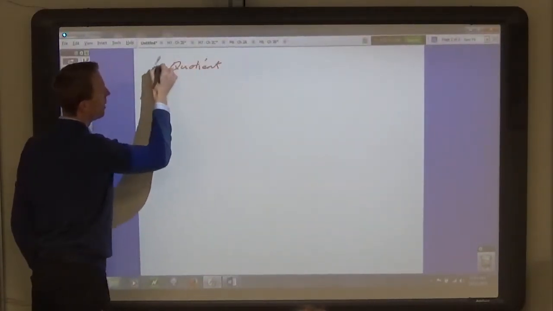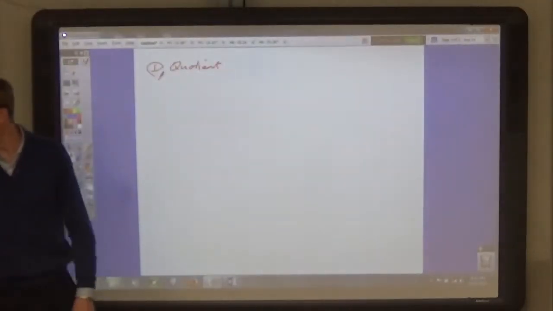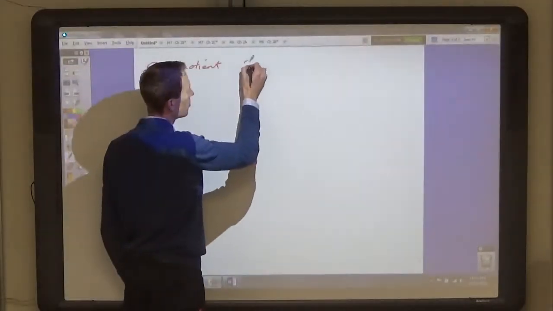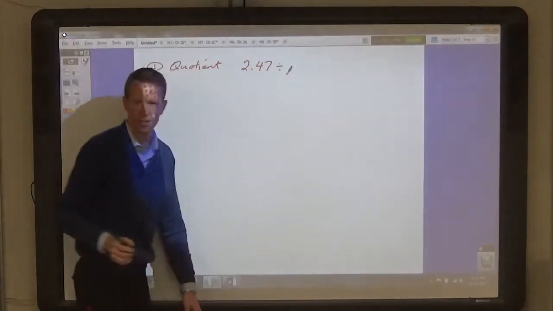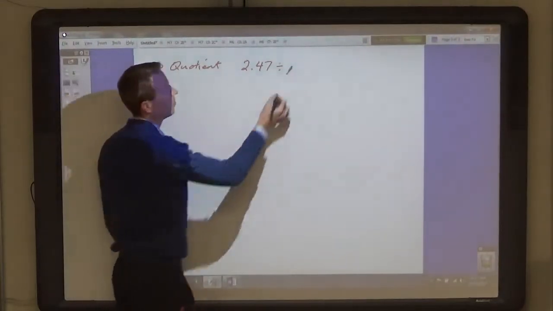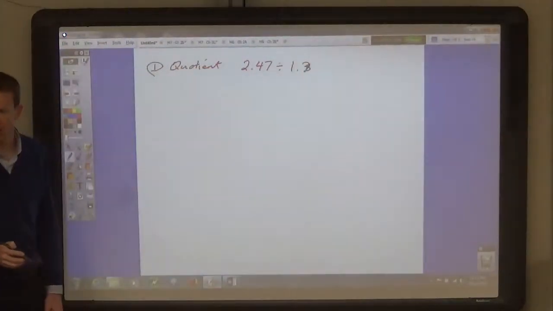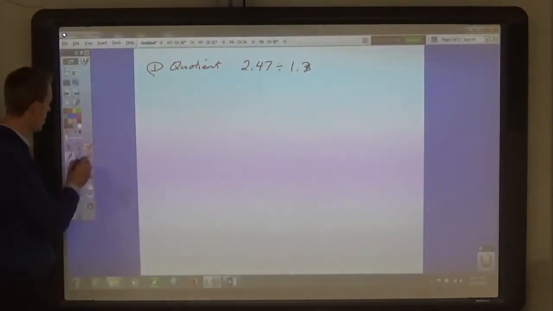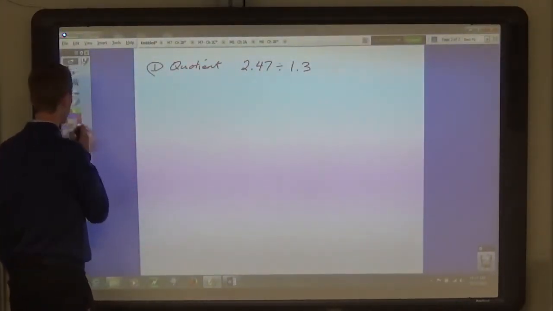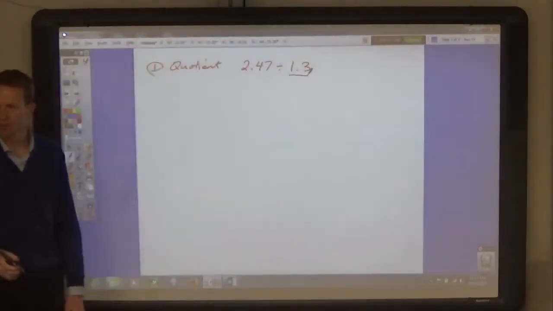Remember, the quotient is the answer. And what do you have to remember to divide by? What do you always have to divide by? What does the divisor have to be? Jen? A whole number. So you have to make this number a whole number in number one.